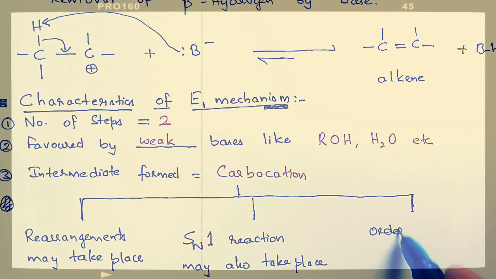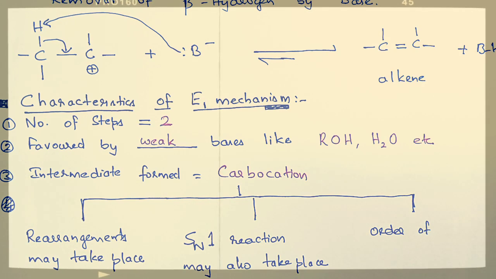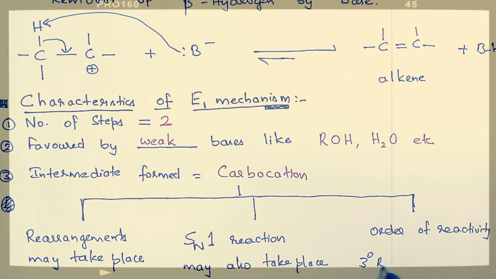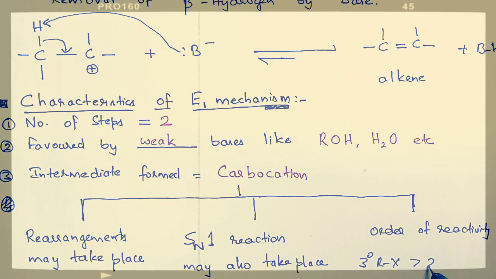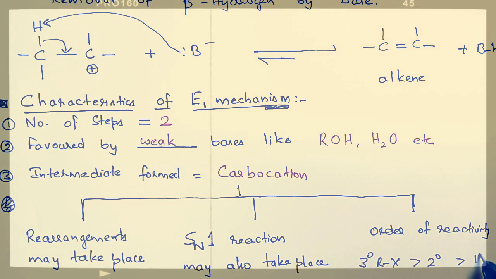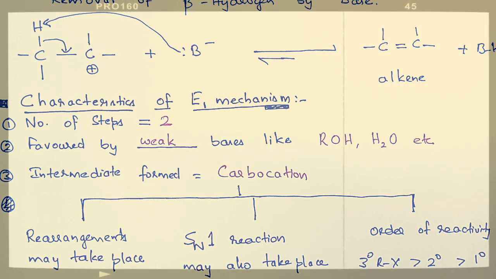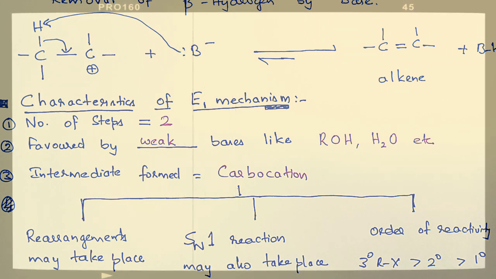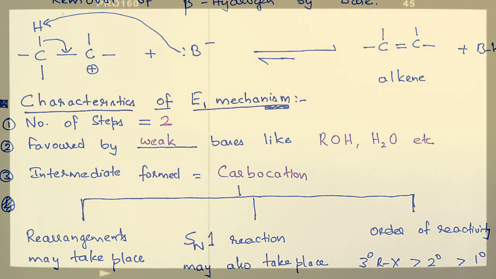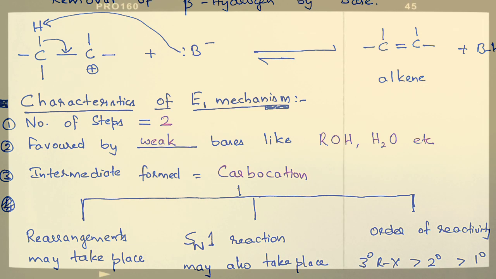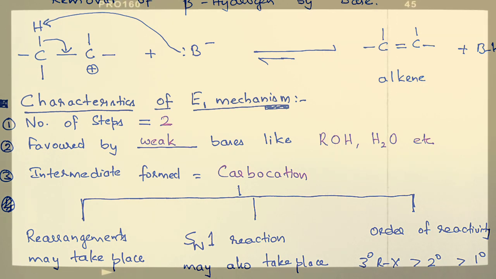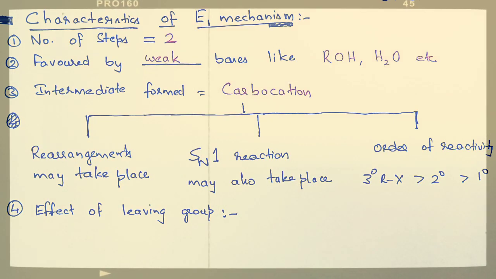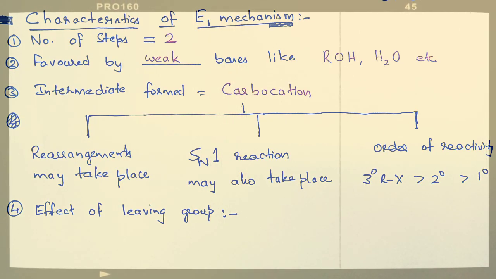And the third consequence is the order of reactivity is decided by carbocation stability. Tertiary carbocation is more stable, therefore tertiary alkyl halide is more reactive than secondary than primary. So order of reactivity goes on like this. These are the three consequences of the intermediate formed, that is carbocation. Rearrangements may take place, SN1 reaction, order of reactivity.